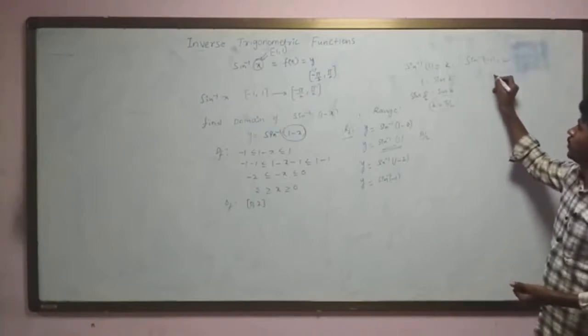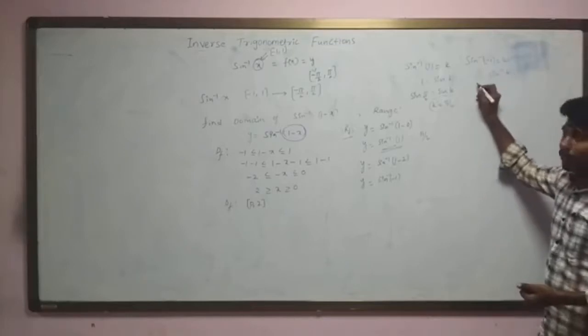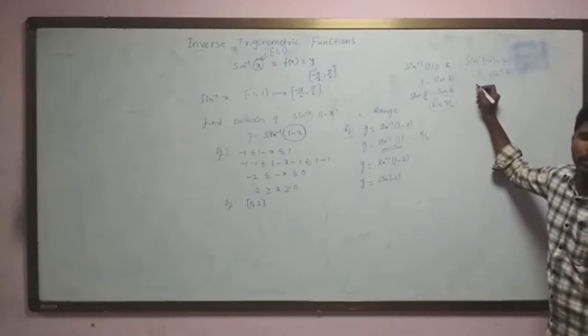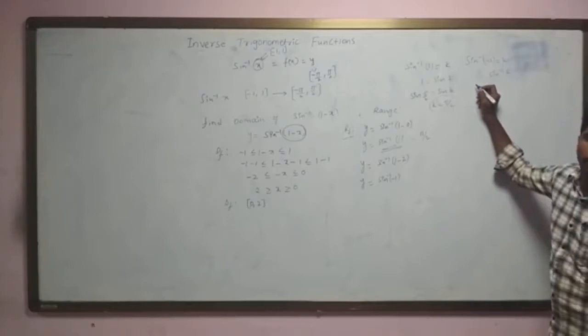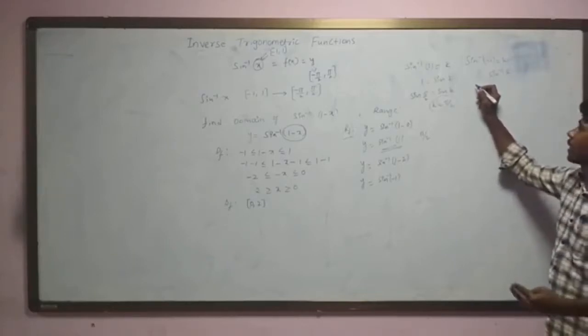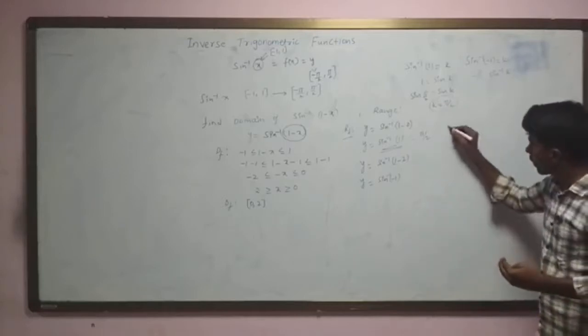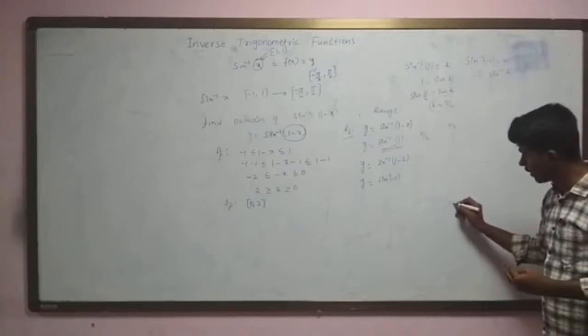Minus 1 is equal to sine inverse k. When we get minus 1, we get minus 1 in the third quadrant. Sine is negative in the third quadrant and fourth quadrant. So I am not supposed to enter the third quadrant, because sine inverse lies in between pi by 2 and minus pi by 2.